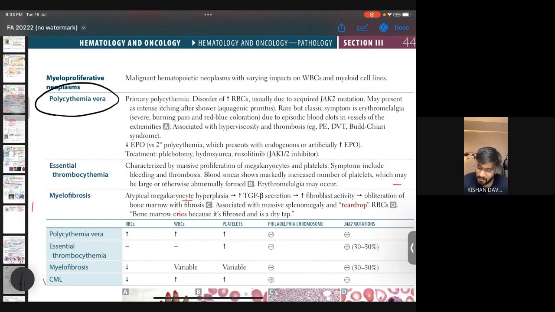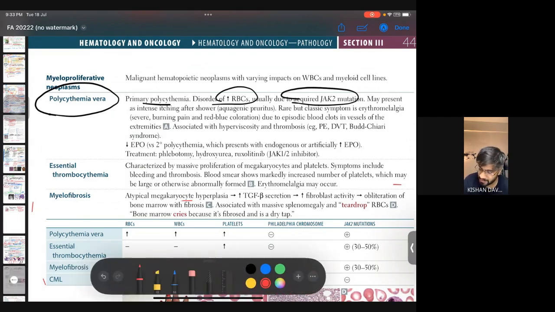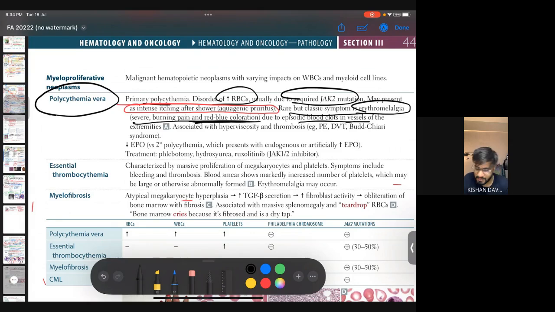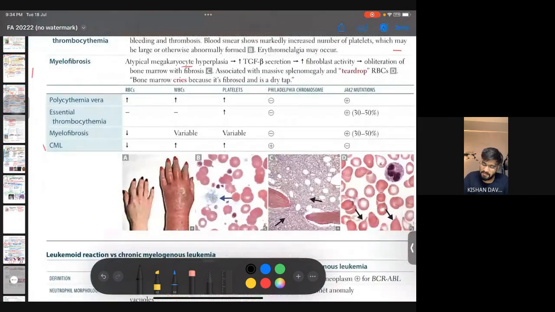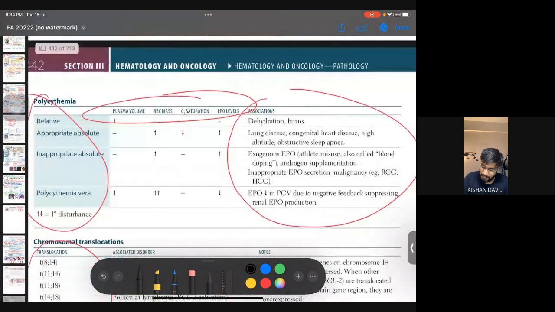Polycythemia vera. Primary polycythemia, a disorder of increase in RBC, usually acquired due to JAK2 mutation, may present as intense itching. This line is important: intense itching after a shower, aquagenic pruritus. A rare but classic symptom is erythromelalgia, that is severe burning pain and red-blue discoloration due to episodic blood clots in the vessels. Exudation, not needed. And with polycythemia vera, you have to remember this diagram.